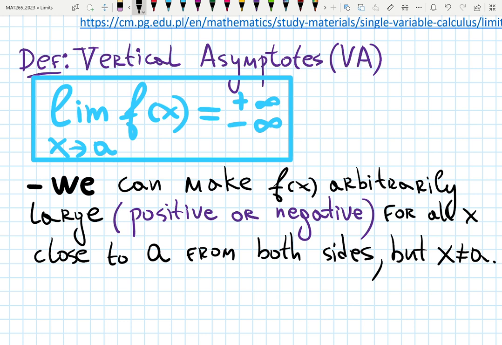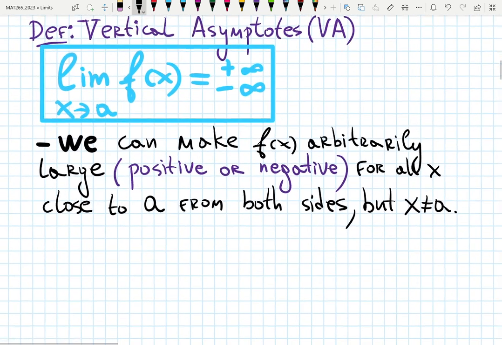What do you mean from both sides? But what if it's only from one side? What if from the left it goes up and from the right it goes down? Or what if from the left it goes up and from the right it just stops? We have cases like this. Piecewise functions can do whatever you want. That will be cases of side limits.